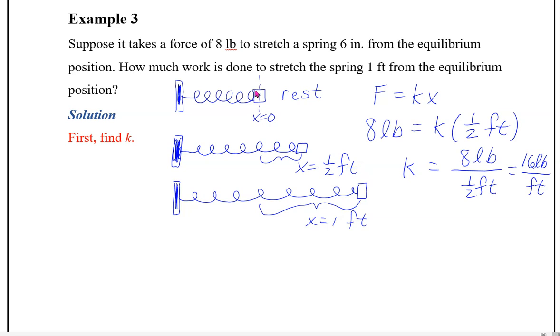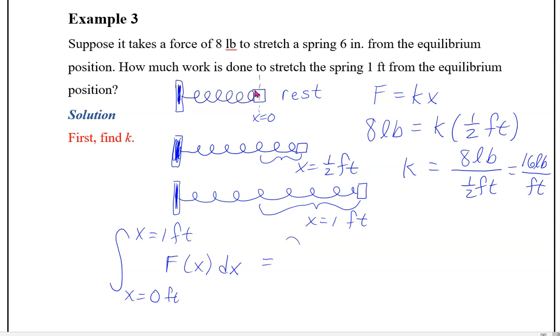We're looking for the work done. In order to find the work done, we need to integrate since we have a variable force. We're starting at equilibrium, which is x equal to 0 feet, and we're going out to x equal to 1 foot. Our force is variable, meaning it's f of x, and we're dividing it into small pieces. Now we can take the formula for each small piece where we're assuming that the force is roughly constant and use Hooke's law to replace f of x with kx.